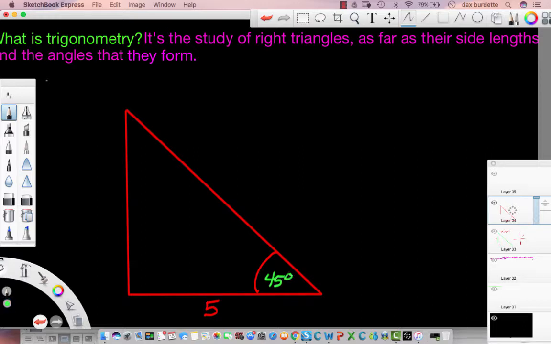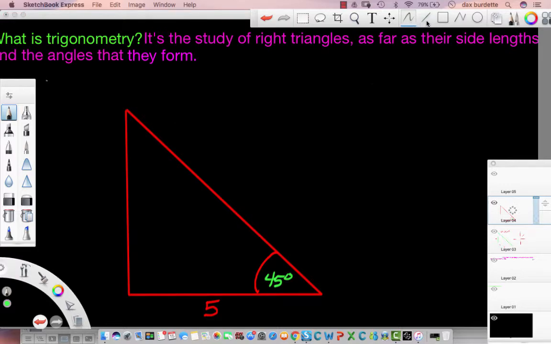Okay, so can we use the Pythagorean theorem with this? No, we can't use the Pythagorean theorem. We don't have two side lengths, but we do have a side length and we have an angle. So what in the world can we do to actually figure out this missing side length?